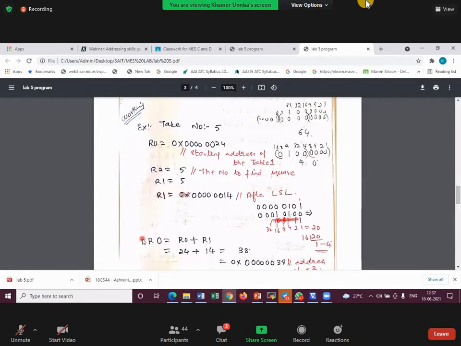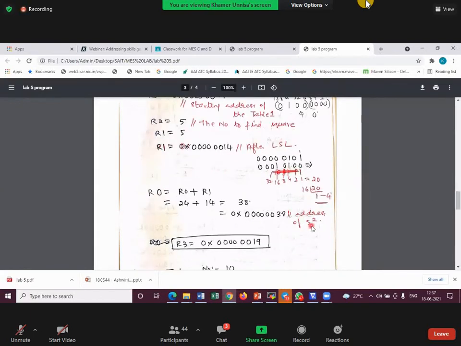Next operation is I should perform a logic in such a way that I generate an address so that my pointer will point to the address 38, because on that address only my answer is present. Correct? So I'm performing one logic. I'm adding whatever is present in R0 and whatever is the recent value I got in R1. So 24 plus 14 is 38. So my R0 has the value 38, but basically 38 is the address of the place where my 5 square is present.